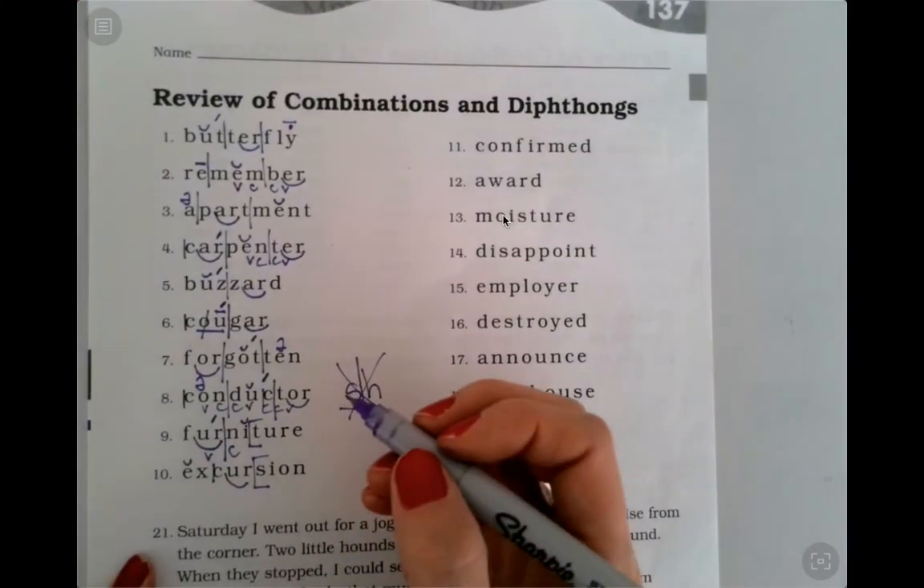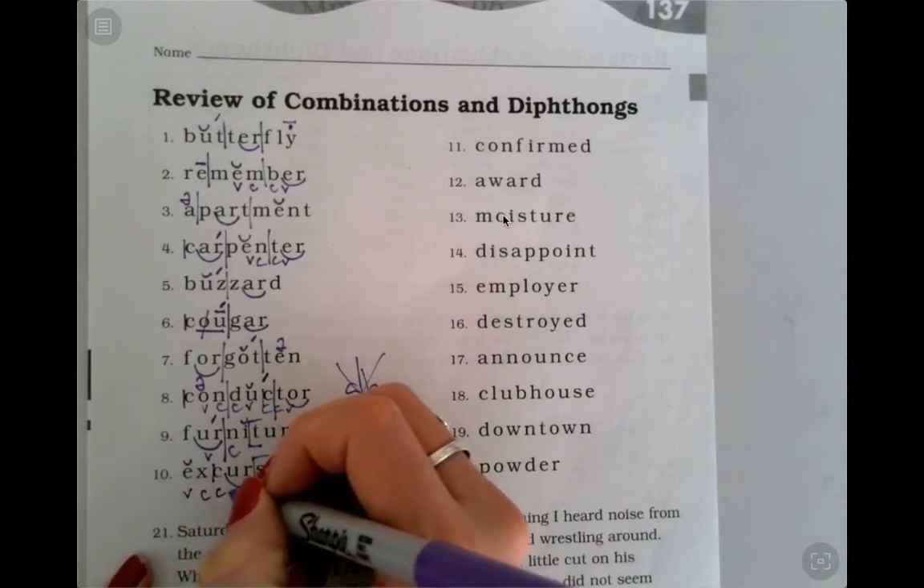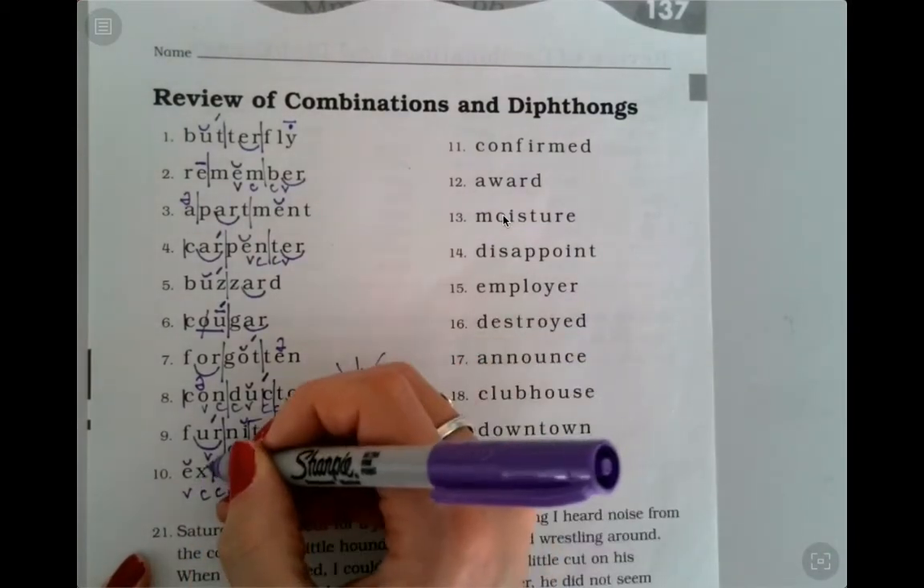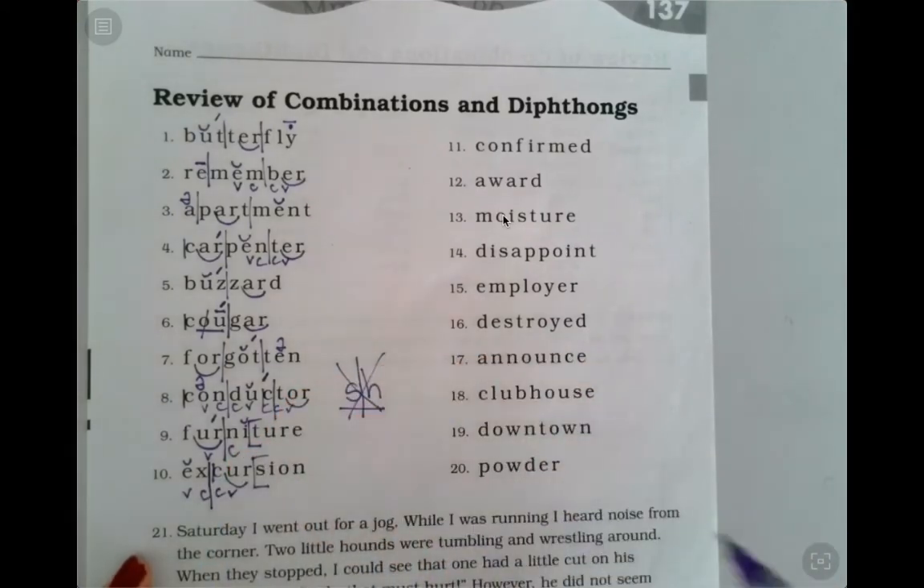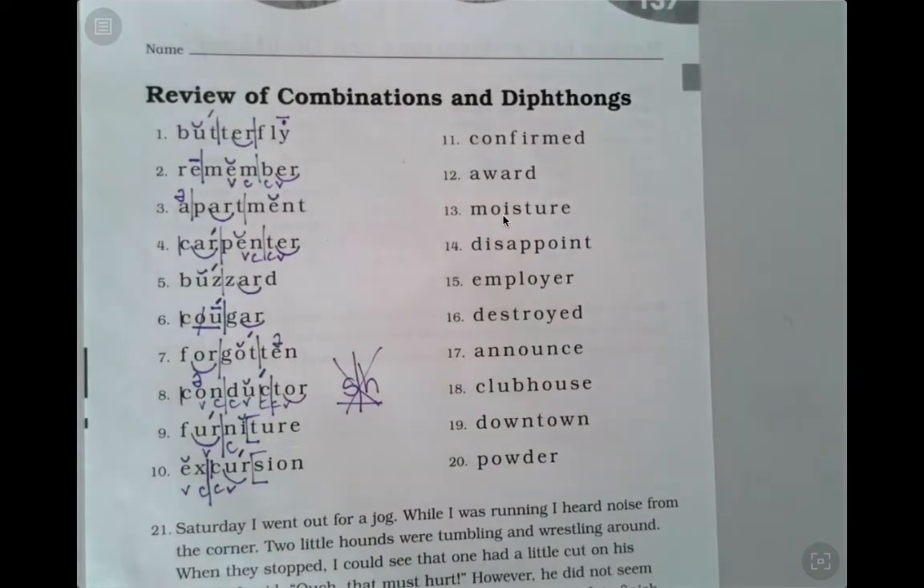Okay, so excursion. This one, let's see, I have vowel, consonant, consonant, vowel, so that's pretty easy. I can separate that. And where do I emphasize that? Excursion. Where do you hear it? Middle. Yeah, middle. Excursion. I don't say excursion or excursion.